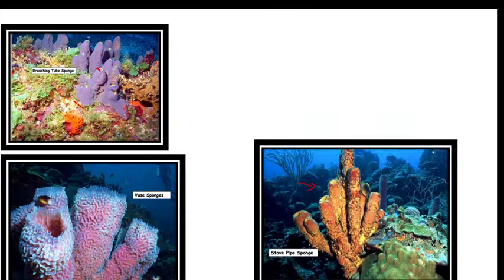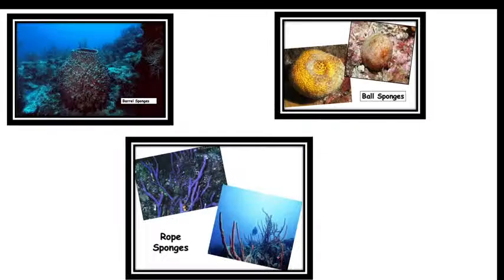This is an osculum, here is the osculum, you can see the osculum. They are always found attached. This is a vase sponge, this is a tube sponge, it looks like a pipe, that is a pipe sponge. Then the barrel sponge which looks like a barrel. Then ball sponge which looks like a ball. Then rope sponge which is very thin and slender.